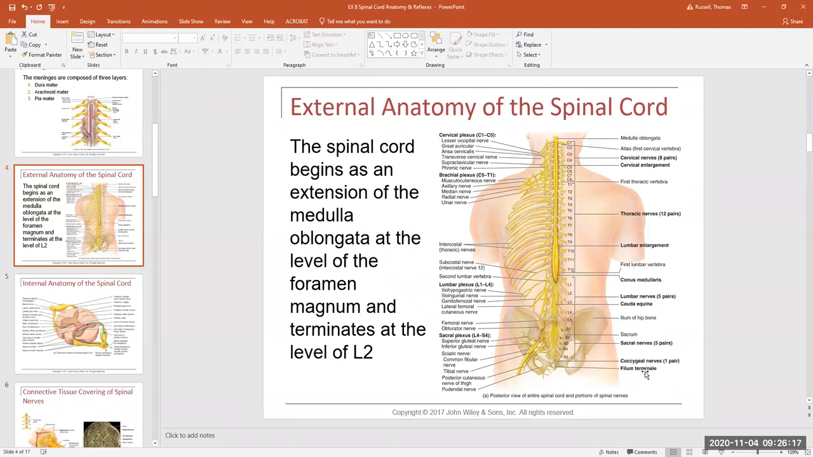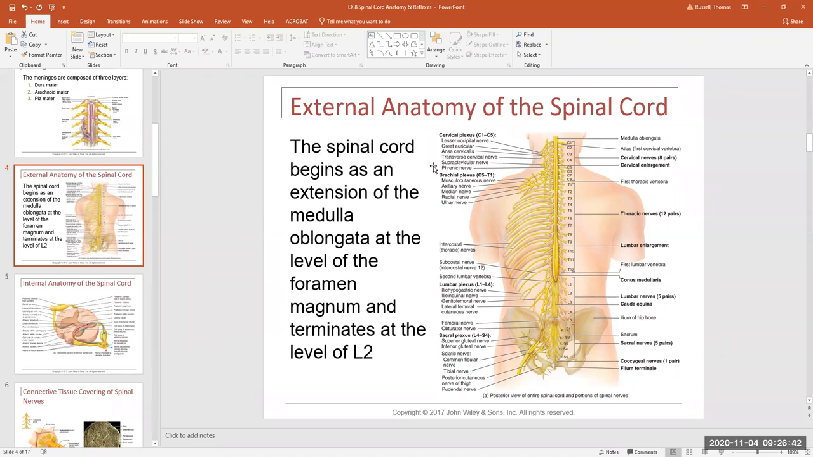Now, we're not identifying every single nerve, but I'll point out some of the ones that are pretty important. If you notice over here, we have what's called a cervical plexus, which is nerves C1 through C5. They even tell you which nerves there are. A plexus is a compilation of nerves that come off the same area of the spinal cord. So the cervical plexus is coming off the cervical region.